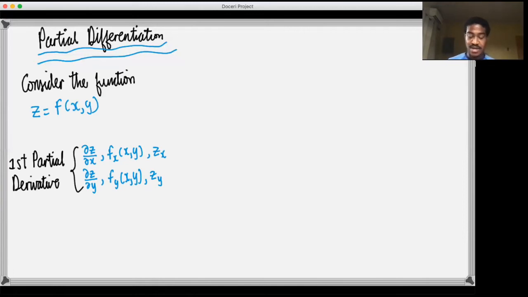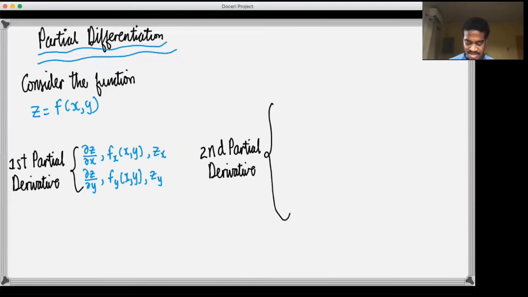Now let's look at the second partial derivative. We actually have 4 second partial derivatives to look at. You could differentiate with respect to x twice, you could differentiate with respect to y twice, or you could differentiate with respect to x and then y, or with respect to y and then x. So let's look at the first two, which is differentiating with respect to x twice and then y twice. So, second partial derivative.